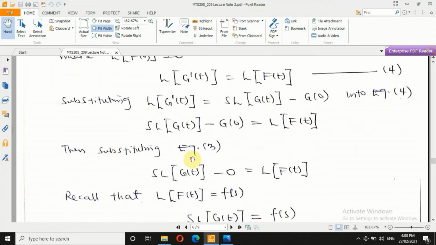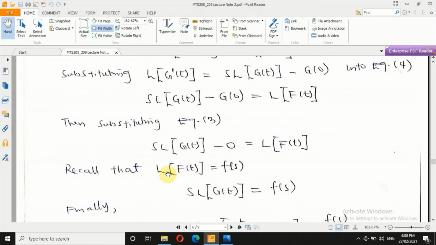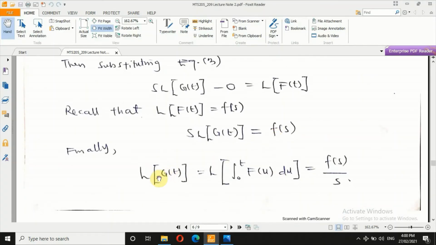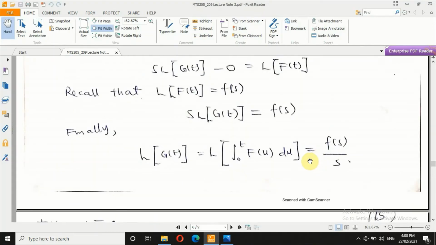Now, substituting equation 3, we know that g of 0 is 0. Now recall that Laplace of f of t is F of s. So this side here, we change to F of s. So finally, we can now say that Laplace of g of t, which is the integral from 0 to t of f of u du, is equal to this. By the time you divide, s is here before, then s will come and now F of s over s. So how do we use this formula that we've just obtained?